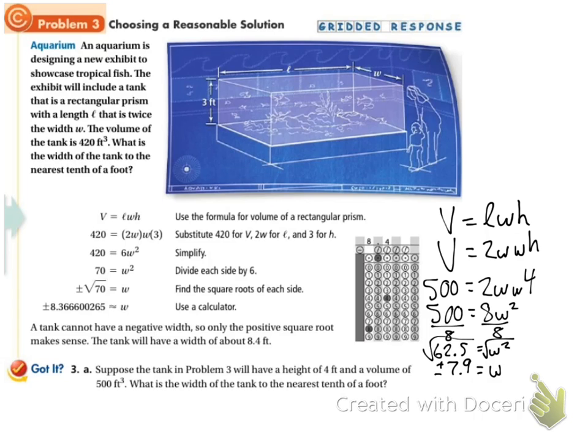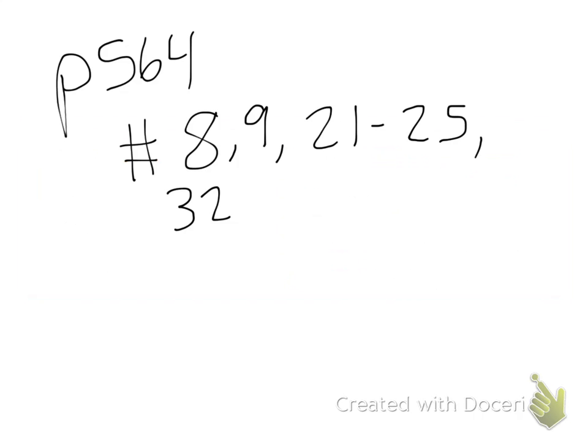But here's the deal. This is talking about the width of this tank, right? Can you have a negative width? No, right? Just in the same way when we did story problems with things dropping, it didn't make sense to have a negative time. It doesn't make sense to have a negative width, so our answer is just going to be positive 7.9 feet. So yes, technically there are 2 answers, but since we're doing a real-world story problem, we can only use the positive answer, because that's what makes sense. And there's your homework.